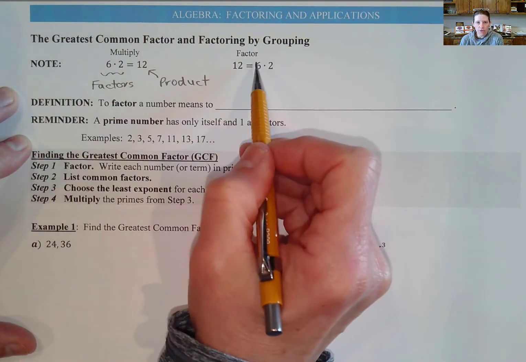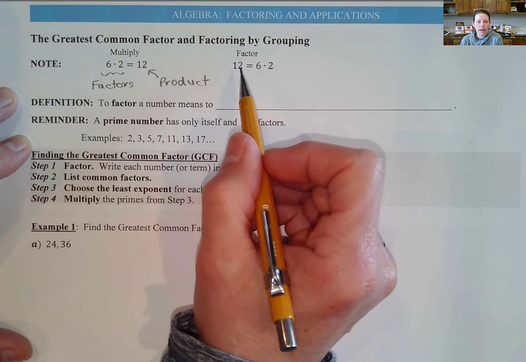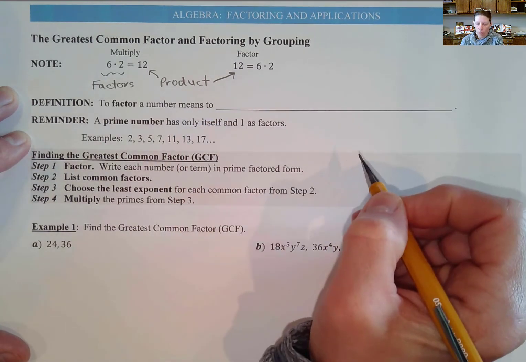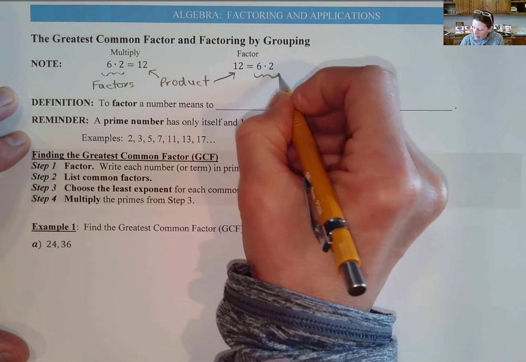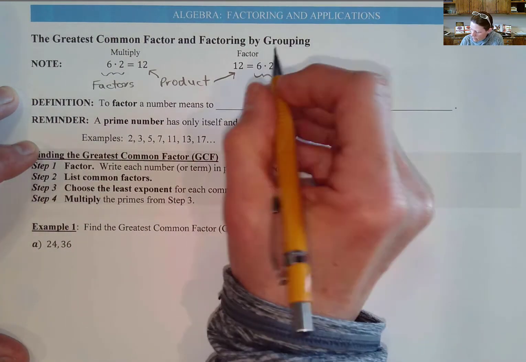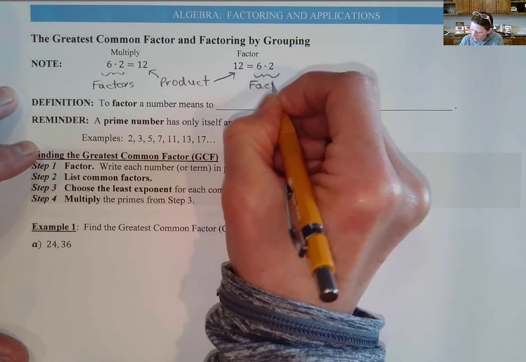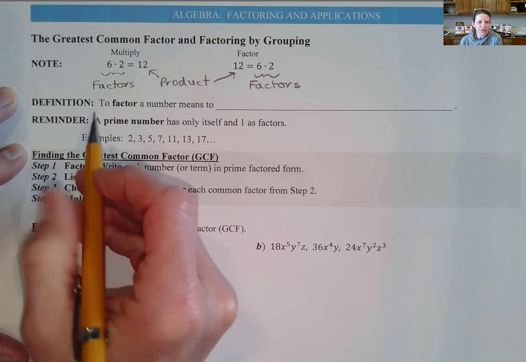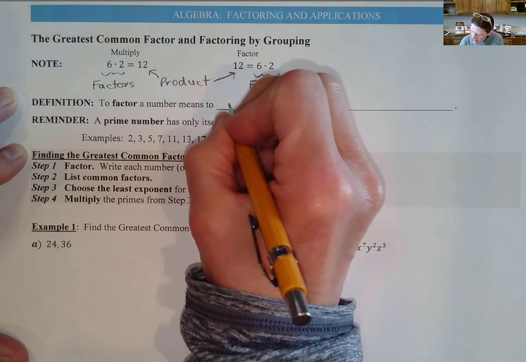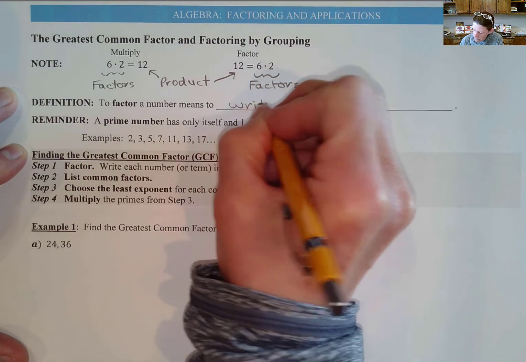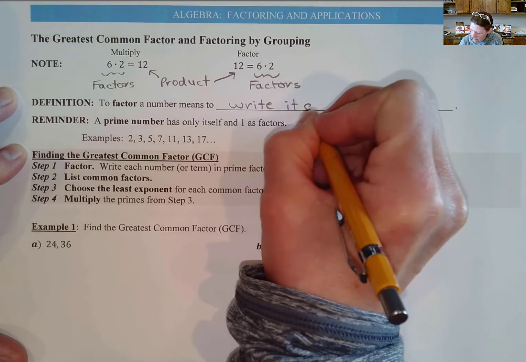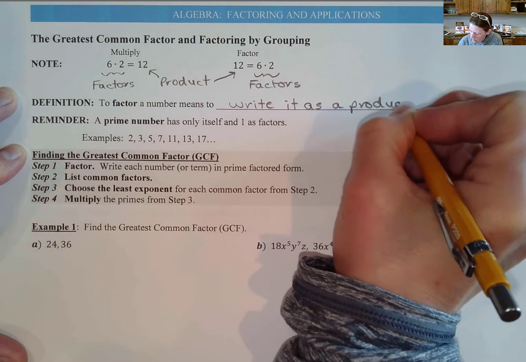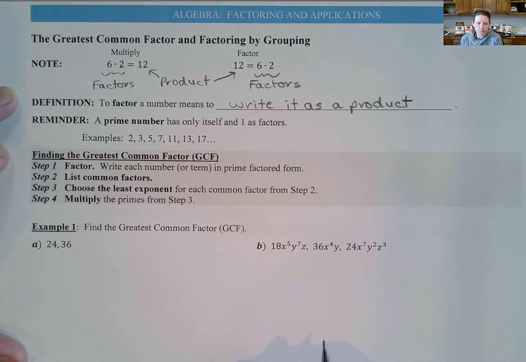Now, we're going to consider the reverse of multiplying, which is factoring, where we take a product such as 12 and we write it as multiplication of the factors, 6 times 2. So to factor a number means to write it as a product. And that is our focus today.